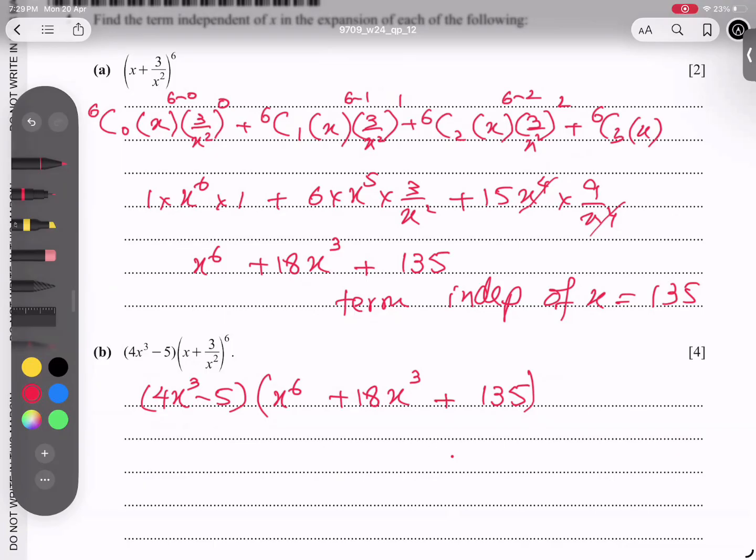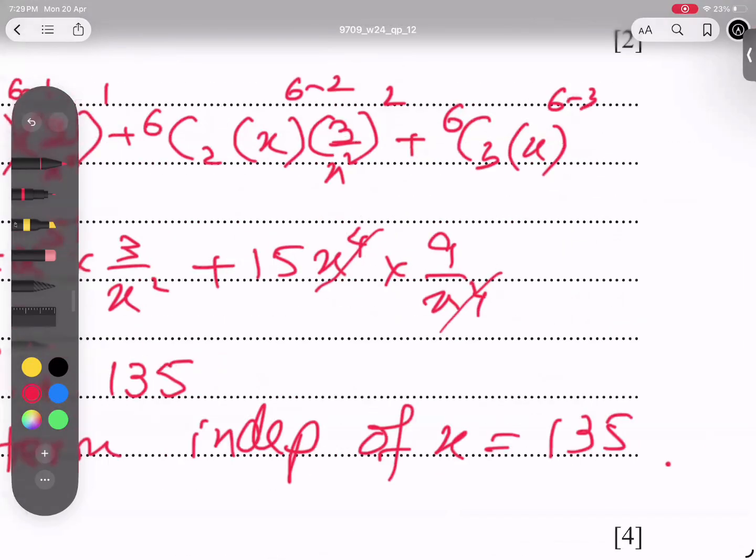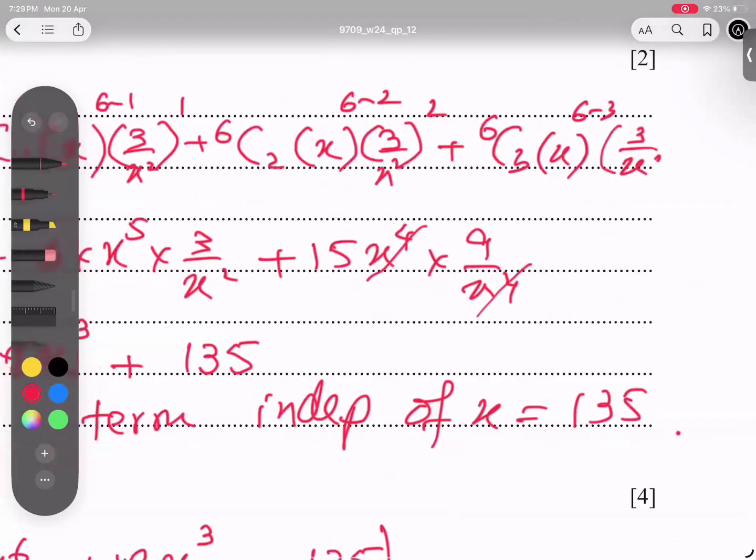And 63, 6 minus 3, and 3 over x to power 2, and here 3. So if I solve this one, 63, I think again 15. Let me check, 20, sorry, 60, 20. And x to power 3 and x to power here. So here 27 over x to power 6. If I simplify them, students, I'm getting x to power 3.